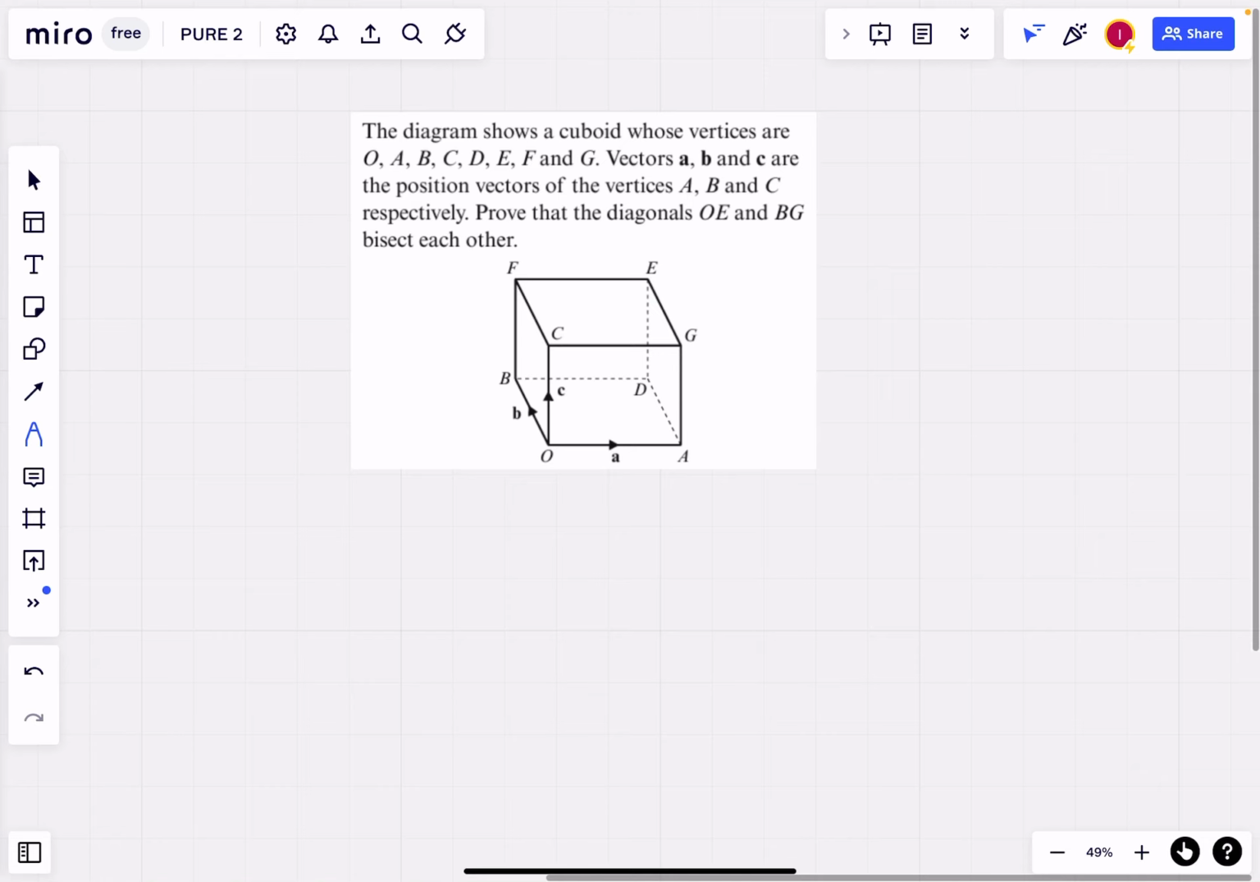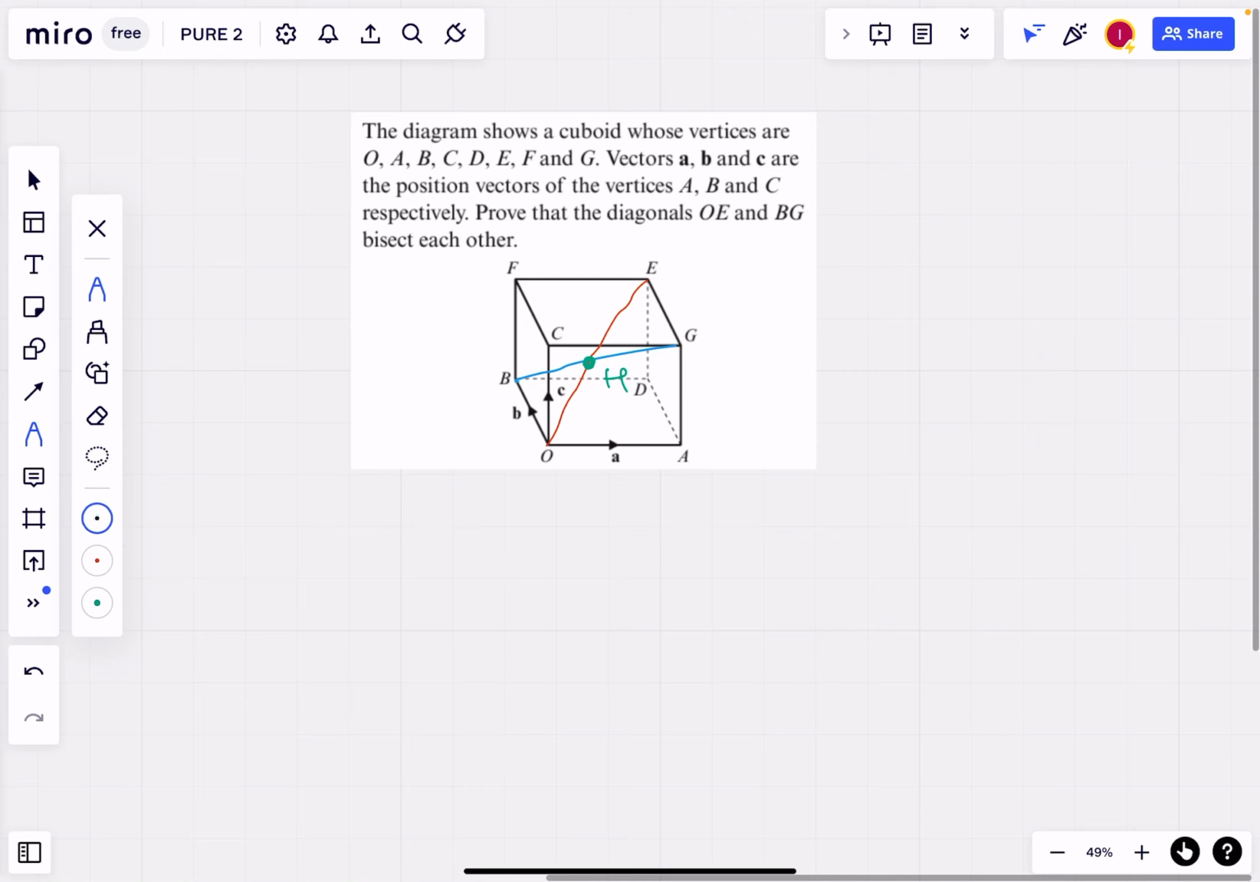Okay, it says, prove that the diagonals OE and BG intersect each other. Right, so let's draw OE. I'm going to do it in red, like that. And BG, I'm going to do in blue, there. They intersect at this point. We're going to call that H, because it's the next letter in the alphabet.